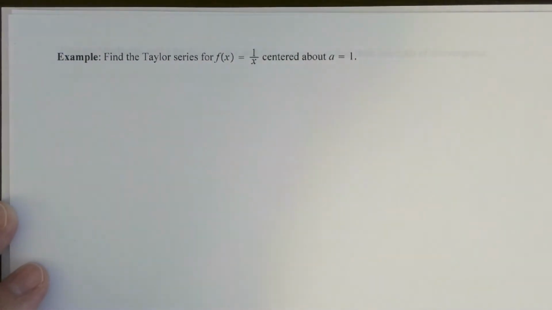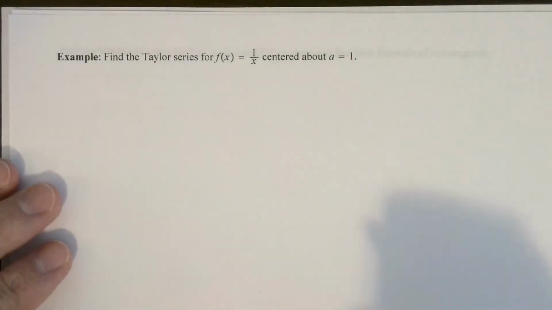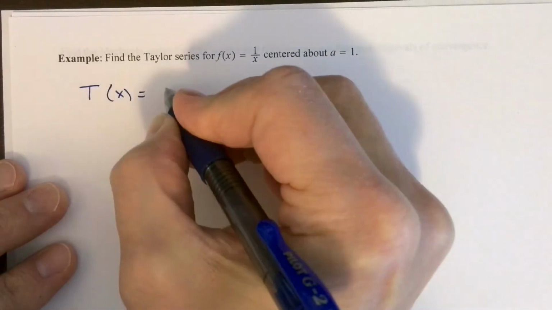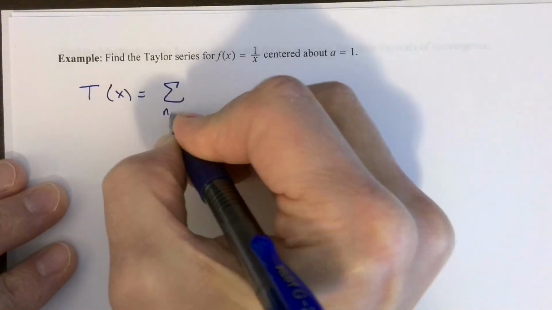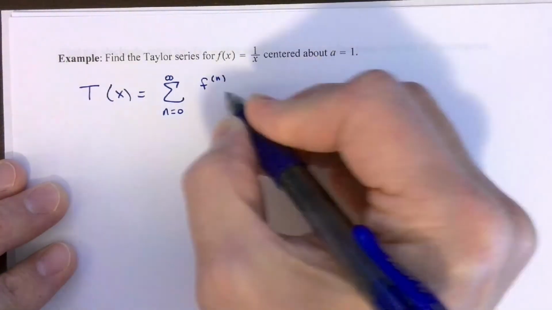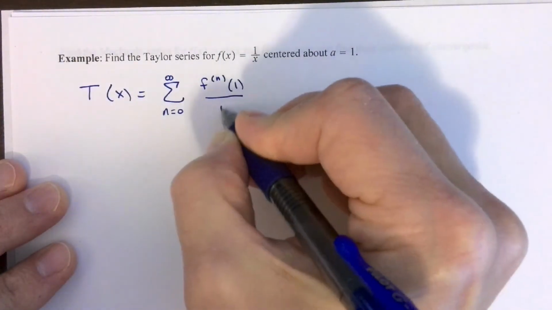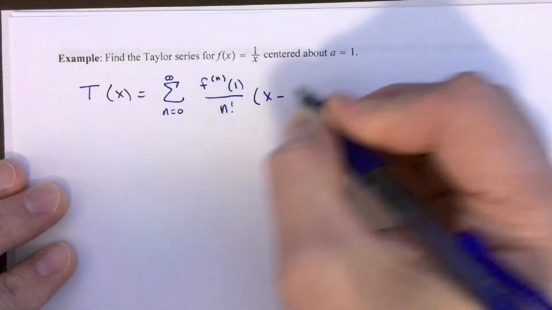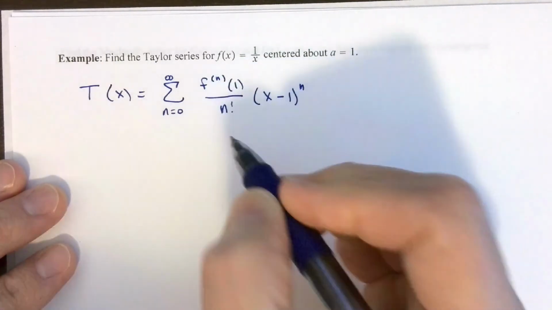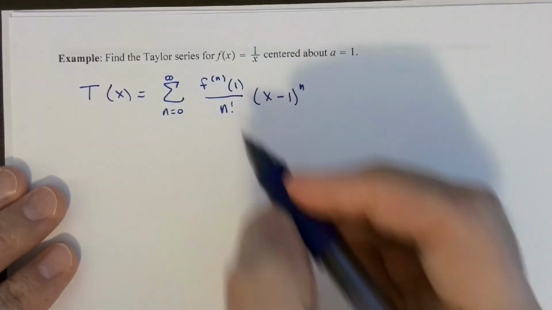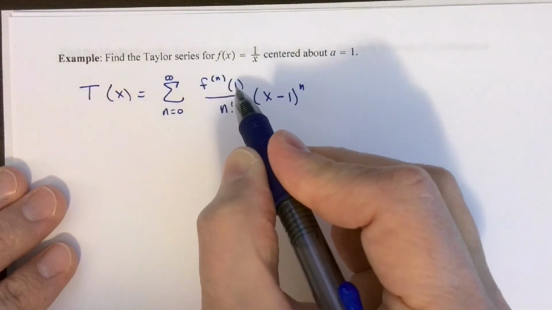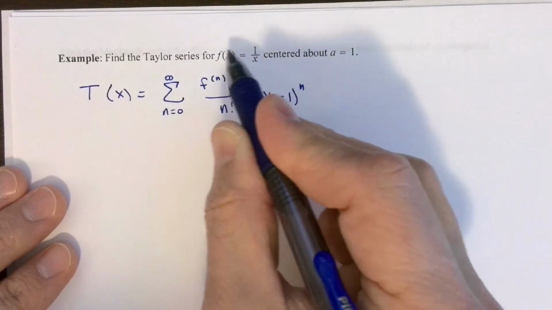Let's find the Taylor series for this function centered about a equal 1. Remember, our Taylor series is this: it's the nth derivative evaluated at a, and a in this case is 1, over n factorial, times x minus a, which is x minus 1, to the n. So I just need to figure out what this thing is so I can express this as a function of n. What is the nth derivative evaluated at 1 for this particular function?